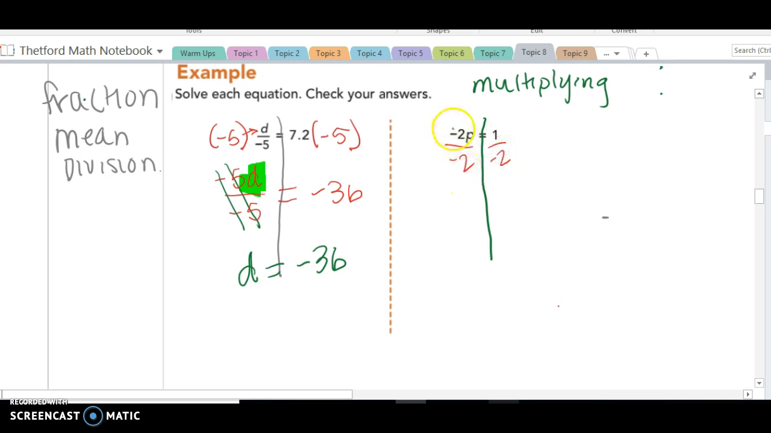Negative 2 divided by negative 2 gives us a 1, so those cancel out. I'm left with my variable. So I have my variable equals 1 over negative 2. And this is okay to keep as your answer.